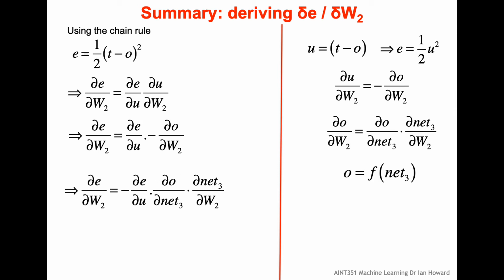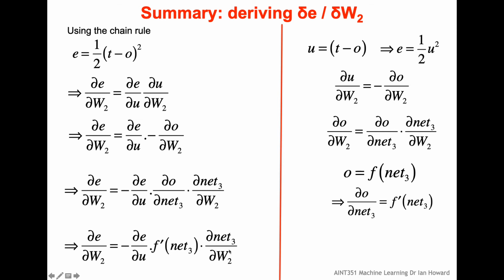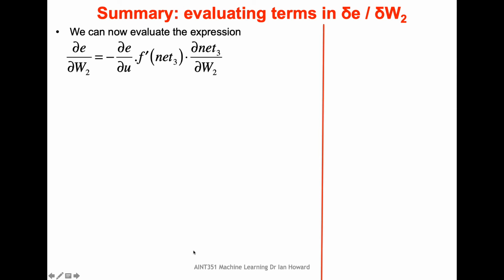Now we know that the output is this non-linear function of the linear component net3, which comes from the linear combination of its input. And all we're going to do to start with is just write down what this differential dO/d net3 is, just in terms of f prime of net3, and then we'll have to put in that expression a little bit later on. But we've already got this dO/d net3 term substituted with f prime of net3. Now we can start carrying on evaluating the expression.